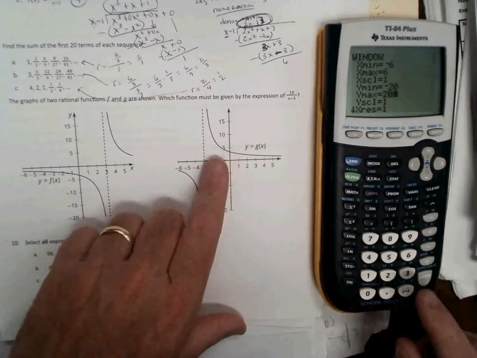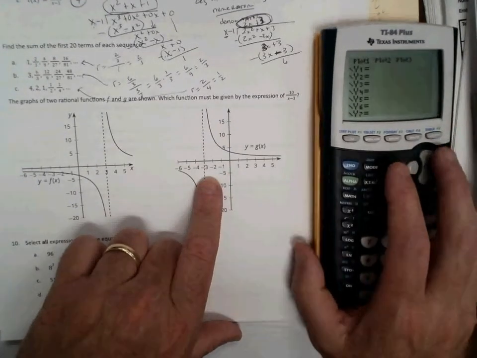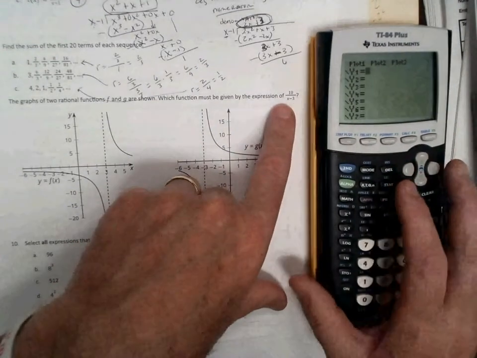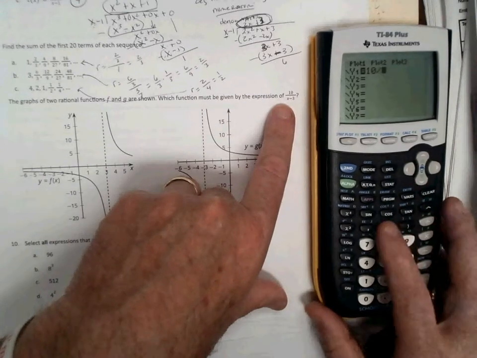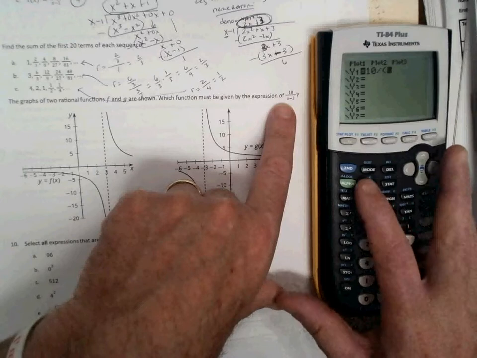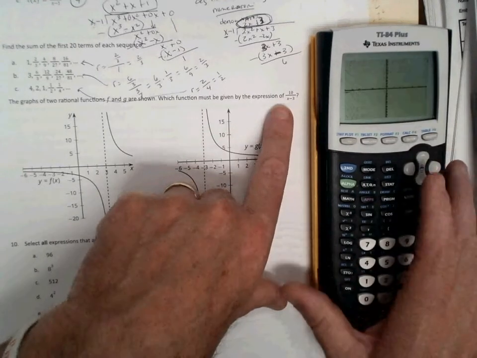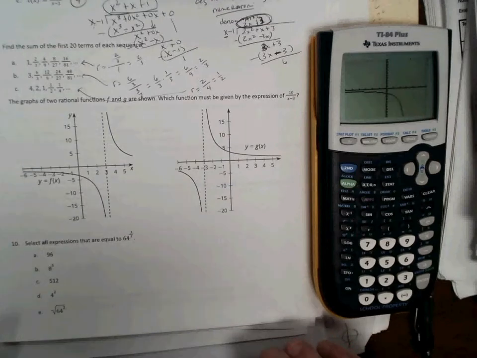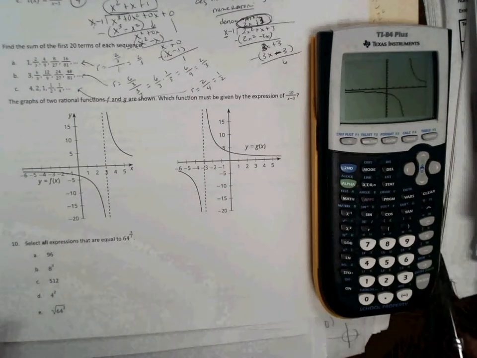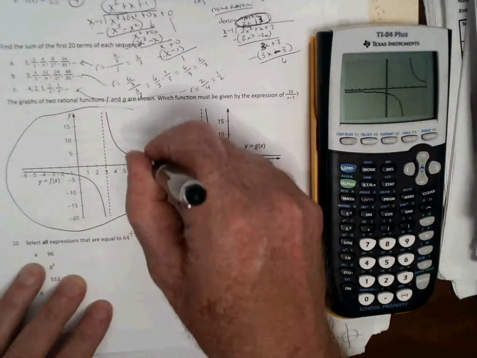Then I'm going to go to my y equals, and I'm going to type in this expression, y equals 10 divided by, I'm going to put my denominator in parentheses since it's more than one term. I'm going to do x minus 3, and I'm going to hit graph and see which one of these it matches up to. And it's very obvious then that this is our answer.